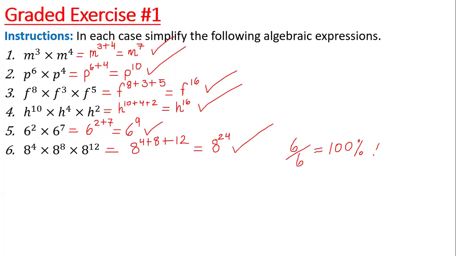Okay, so the first rule says that once you're multiplying indices, if you have the same base, you have to add the powers. That's what the first rule says. If you have the same base, you have to add the powers. And that's how we do that particular one.